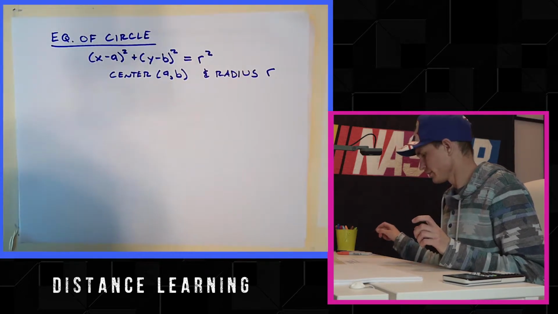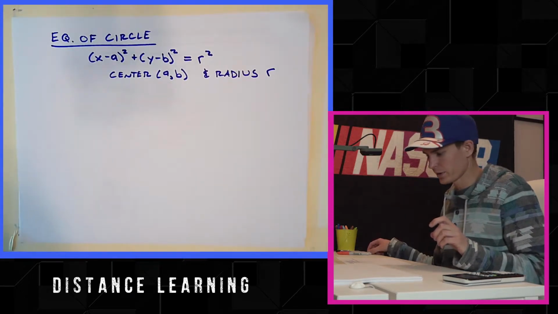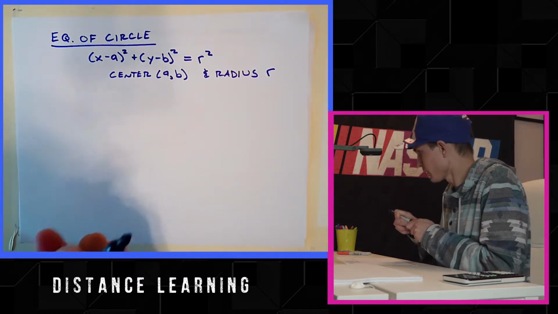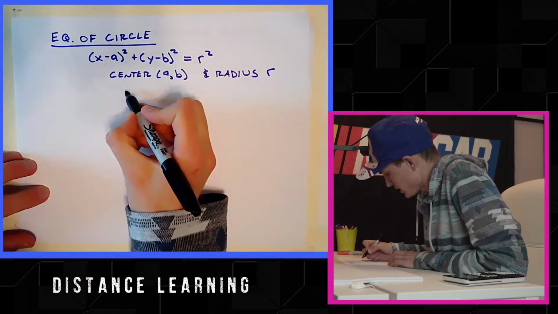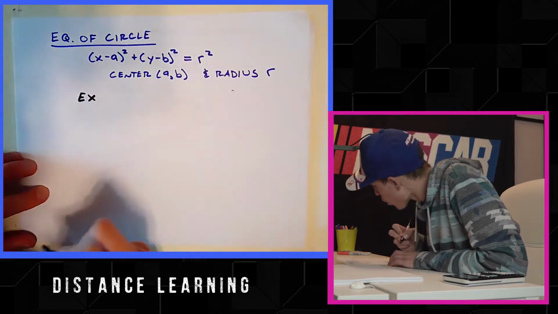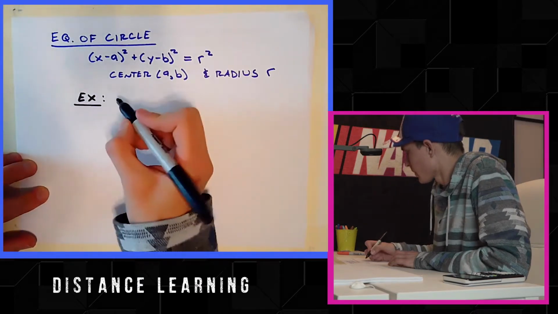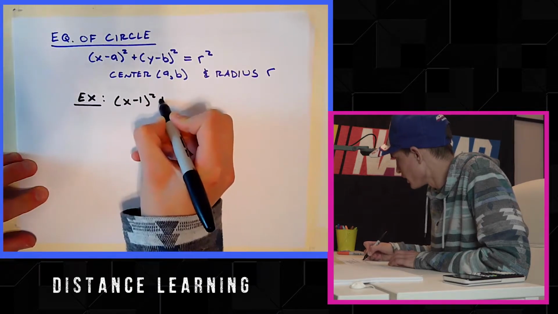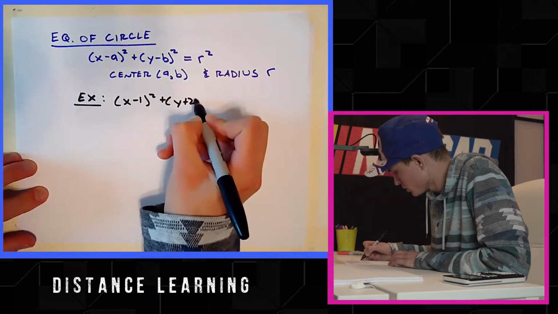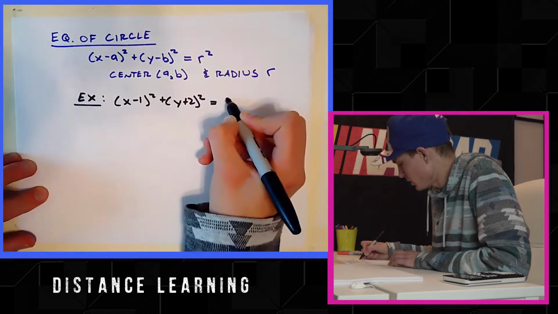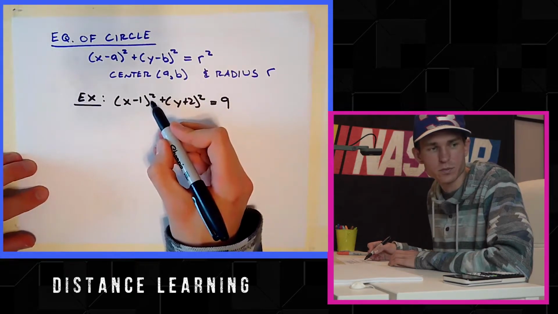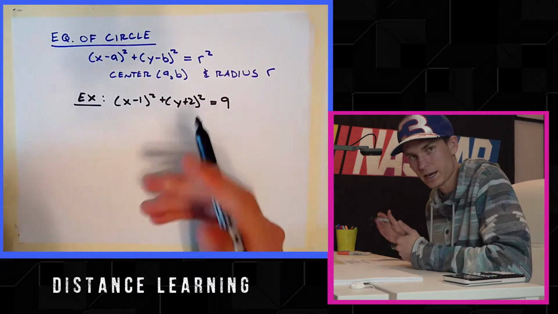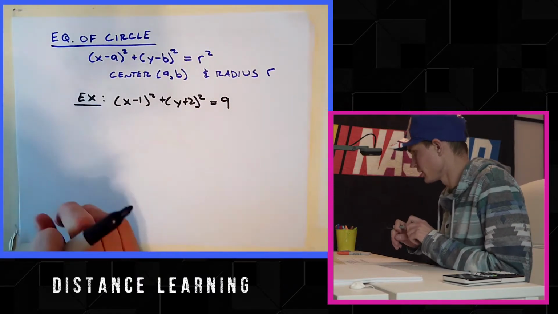So, do we want graph paper? No, we don't need graph paper yet. The book gives you the example of (x minus 1) squared plus (y plus 2) squared equals 9. Please make sure that you don't forget to put these squared signs. If you don't have them, it's not really a circle.